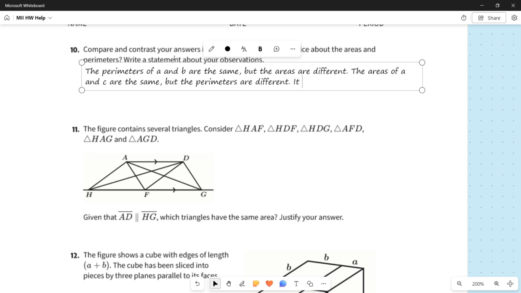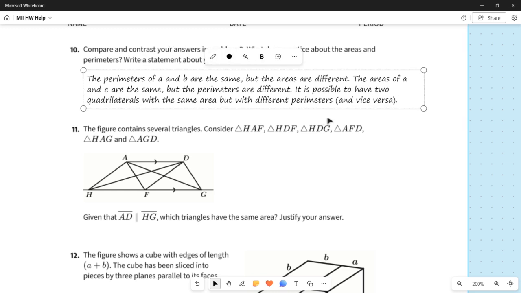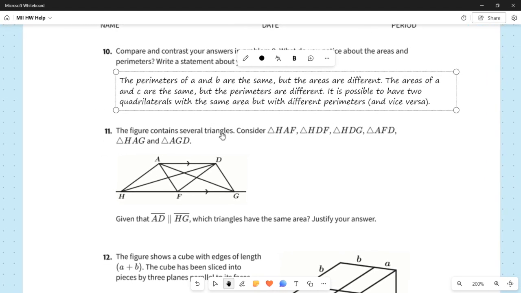So therefore, it is possible to have two quadrilaterals with the same area, but with different perimeters, and vice versa. So I'd say if your answer is kind of sort of like this and in this ballpark, you should be fine. So yeah, same area, different perimeter, same perimeter, different area. Both are possible.